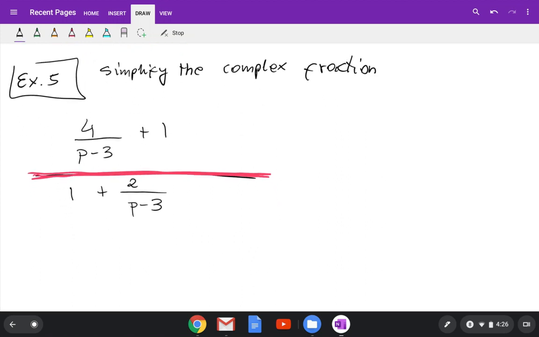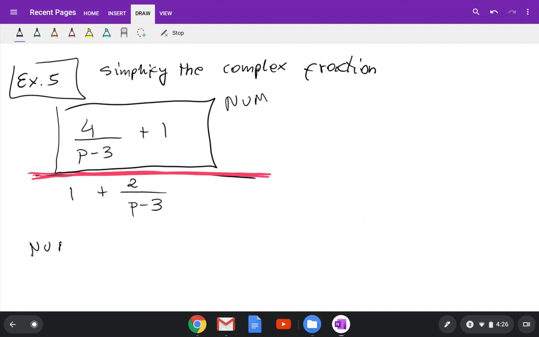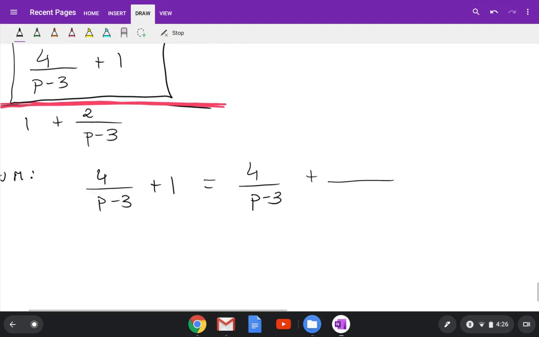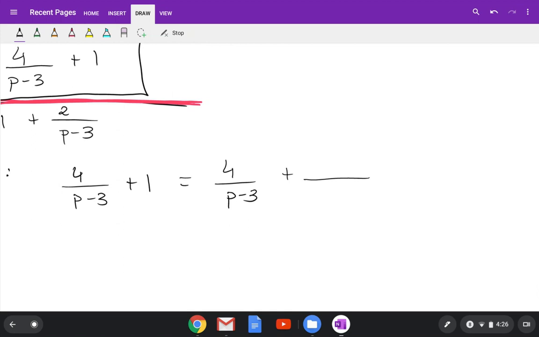So I'm not writing any steps, but what I'm going to do first, I'm going to simplify the numerator. So that numerator is 4 over p minus 3 plus 1. So this is a nice case because when I have plus 1, that 1 I can make it anything I want as long as numerator and denominator are the same. So I really need p minus 3. So I'm going to change 1 to a fraction p minus 3 over p minus 3.